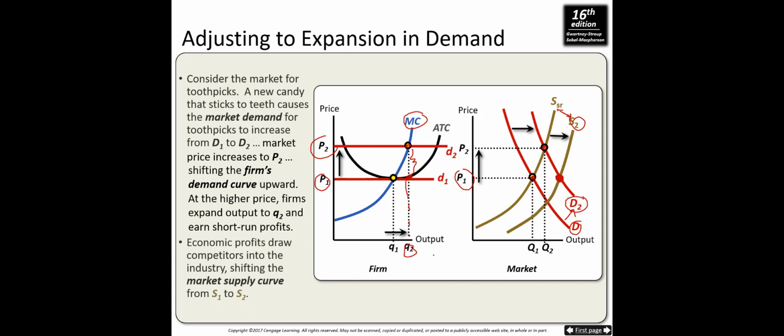Okay, so what happens? Let's see one more time. When demand increases, prices increase. So the industry is making profit, therefore more firms enter. And then supply curve increases and price goes back to the initial position, and now zero economic profit.